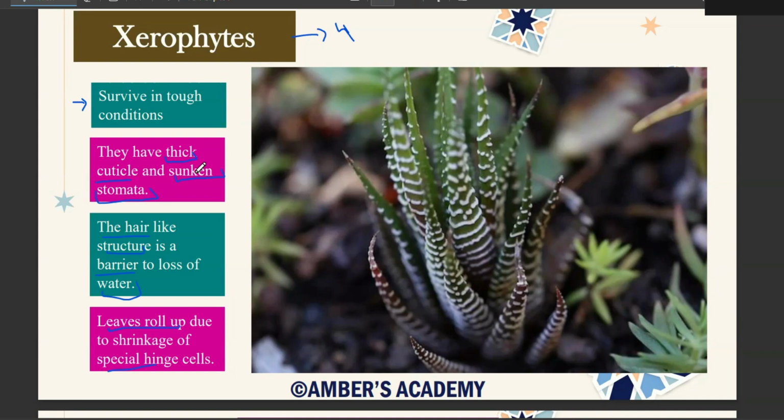So these plants have special hinge cells. It's a hinge-like structure which rolls up the entire leaf, and since the leaves roll up, the loss of water is prevented. Okay? These are all the details that you need to mention for a 4 mark question.